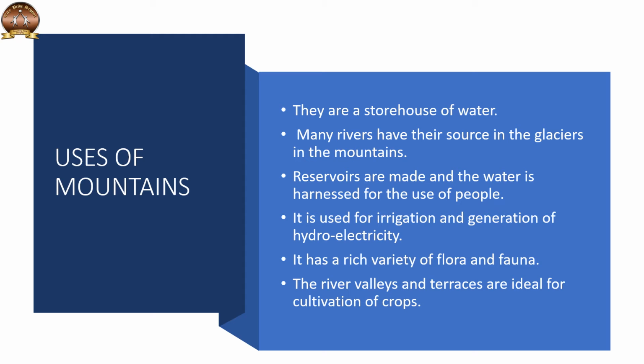The river valleys and terraces are ideal for cultivation of crops. Mountains have a rich variety of flora and fauna. The forests provide fuel, fodder, shelter, and other products like gums, resins, etc. Mountains provide an idyllic site for tourists. They visit the mountains for their scenic beauty. Several sports like paragliding, hang gliding, river rafting, and skiing are popular in the mountains.